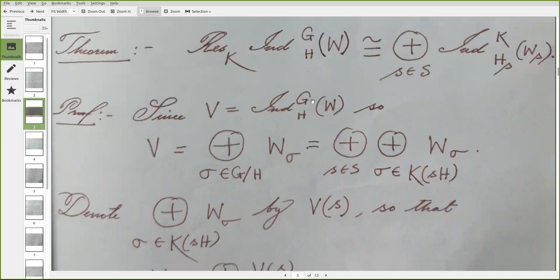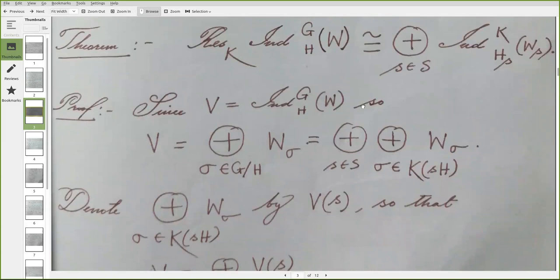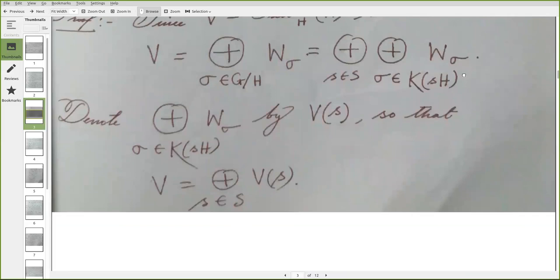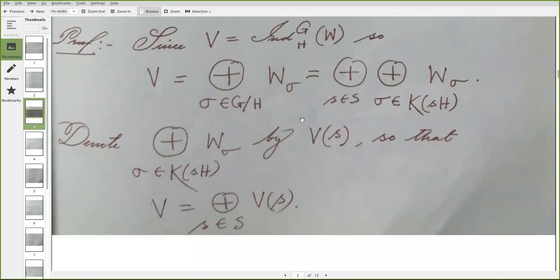For the proof, let us first recall that V is the direct sum of translates of W. Since G mod H is the direct sum of these orbits when S runs over all elements in S, we can group the summands in this way. That is, for any S, we first consider the orbit of S in G modulo H, and for each point sigma lying on that orbit, we consider W sigma. This is what we can do for any S. Thus the entire sum is the direct sum of these objects. For simplicity, we write this object as V_S. Therefore V is now the direct sum of the V_S.